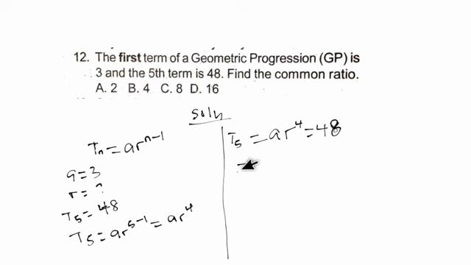So the fifth term becomes a multiplied by r raised to the power of 4, equal to 48. Now to get the value of r, because we need the common ratio, we divide the equation by 3. The 3 cancels 3 here, and the remainder is r to the power of 4 equal to 48 divided by 3, which is 16.